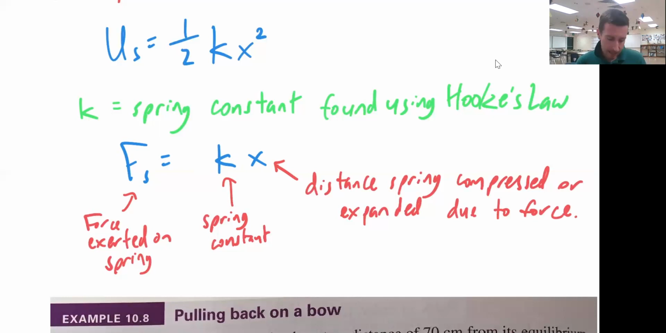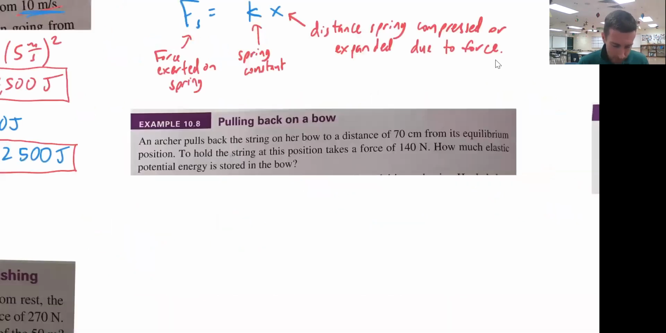Okay, then I could take that spring constant, plug it back into the spring potential energy, and then say, well, what if I pulled the rubber band 15 centimeters instead of just 10? Then I could put in 15 centimeters in here and solve for my spring potential energy. Great. So let's do that by looking at pulling back on a bow.